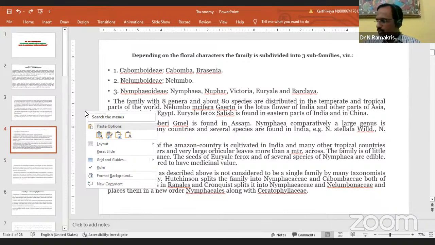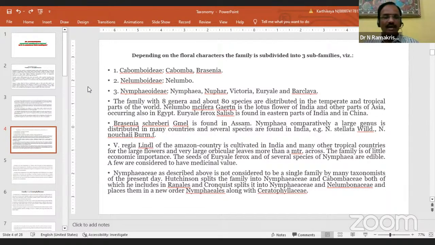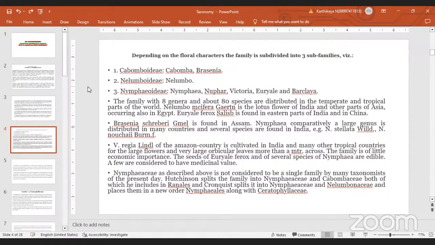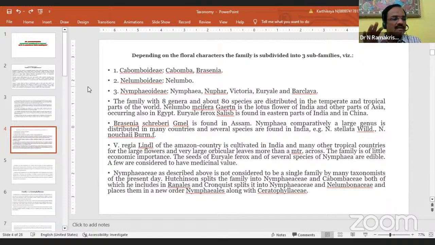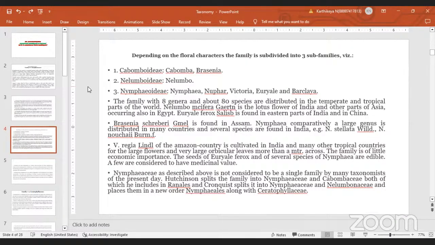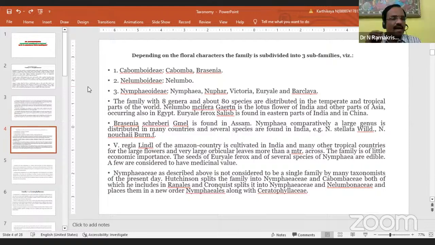What is the meaning of herbarium? Herbarium is a collection of plants in dried condition, preserved on white sheets for reference purposes. So we call that herbarium. Why do you collect the plants? What is the importance of herbarium?